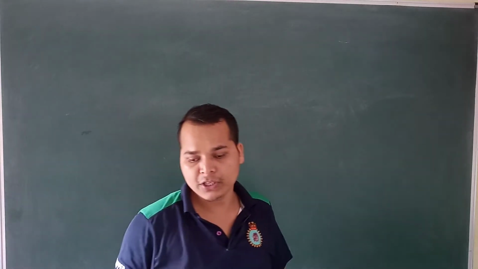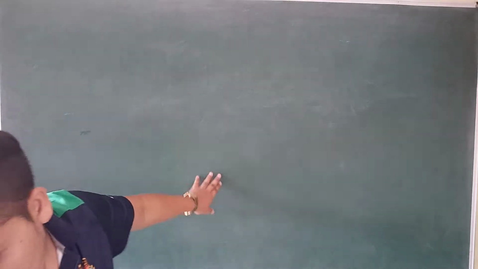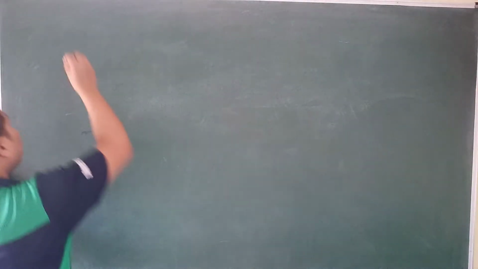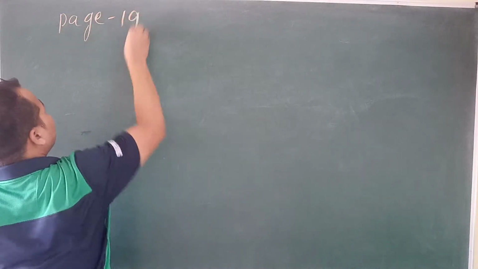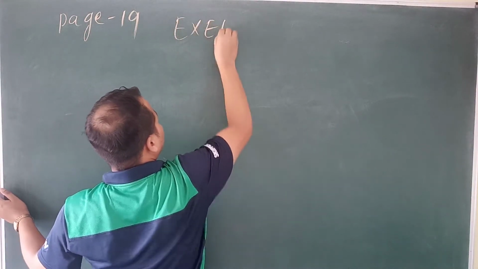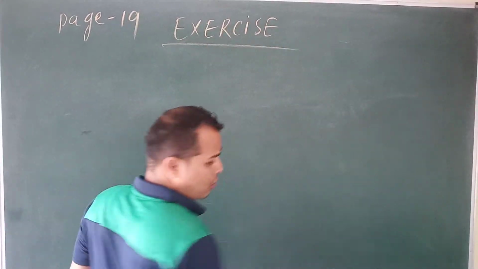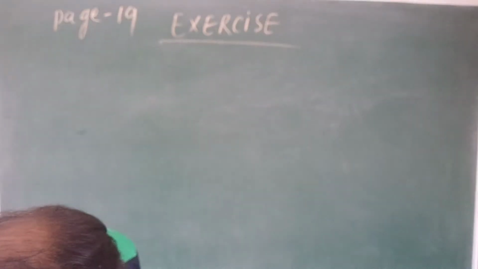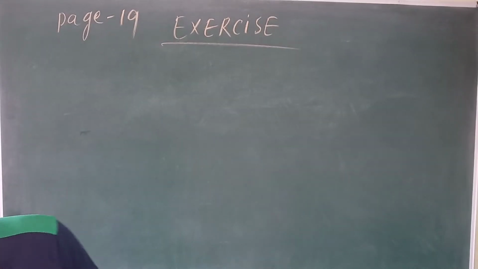Today I am going to discuss the question answer exercise. It is page number 19. Write down, page number 19. Refer to the page number 19 exercise. So the first question: answer the following questions.